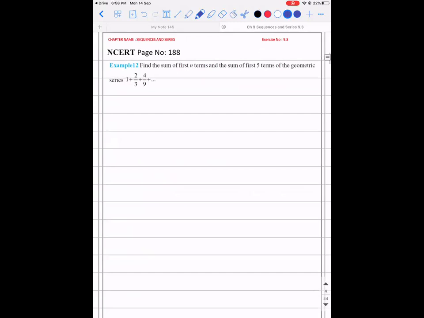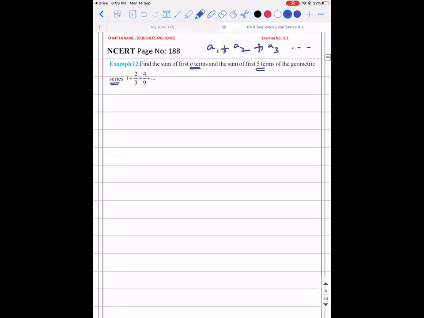Yes, sir. Find the sum of the first n terms and the sum of the first 5 terms of the geometric series. See here, it is not given as a sequence. Series is given. So what is the difference between sequence and series? In a sequence, the numbers are separated by a comma. In a series, the numbers are separated by plus. Sum of the numbers in the sequence is called a series.